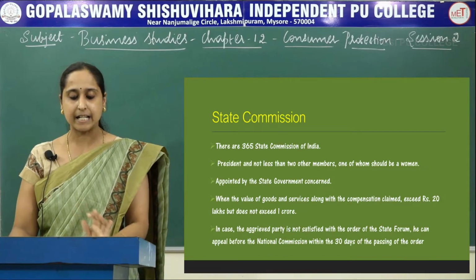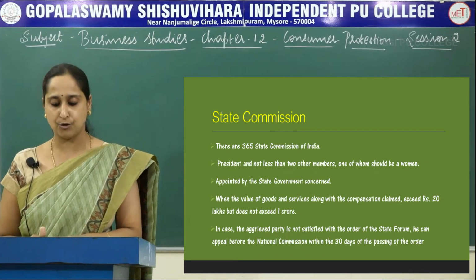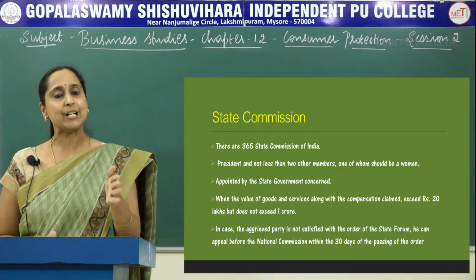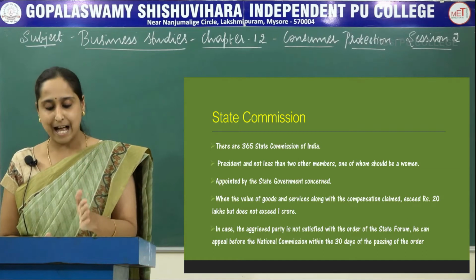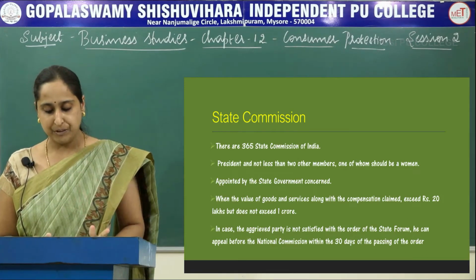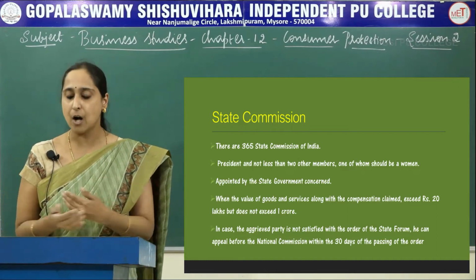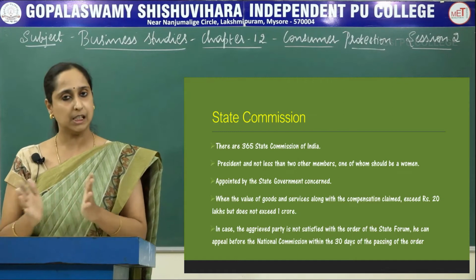Next is state commission. In state commission there are 365 state commissions in India. So each commission consists of a president and not less than two other members, one of whom should be a woman. And they are appointed by the state government concerned.